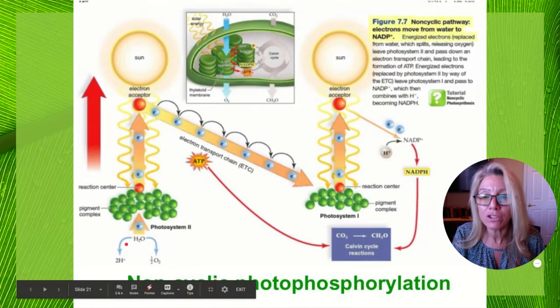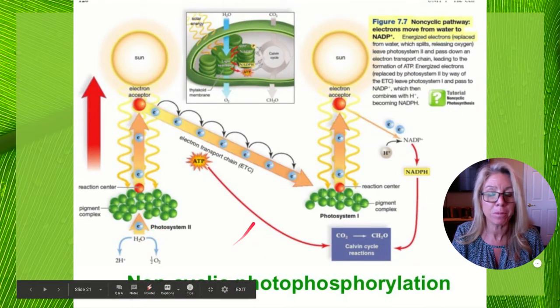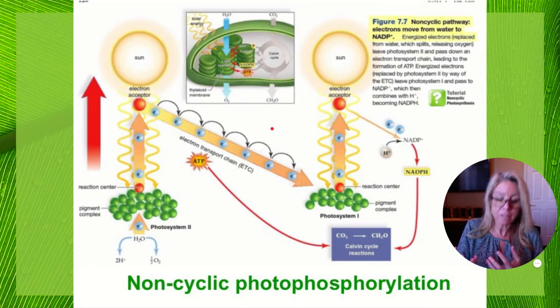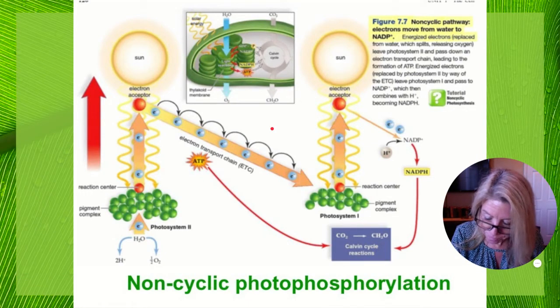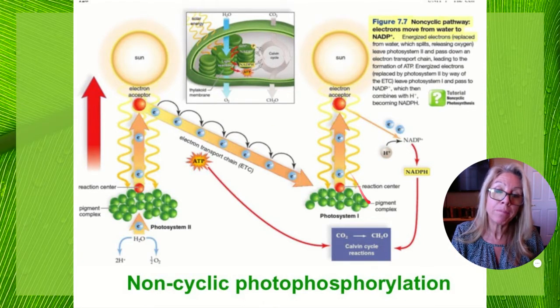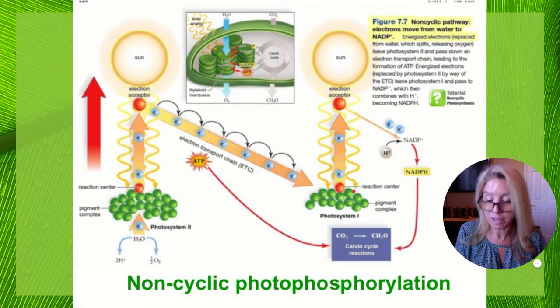So not only the hydrogen ions from water inside those pancakes, but PQ brings hydrogen ions from one side of the membrane to the other as the electrons move through the electron transport chain. And then we pass those electrons on to photosystem 1.